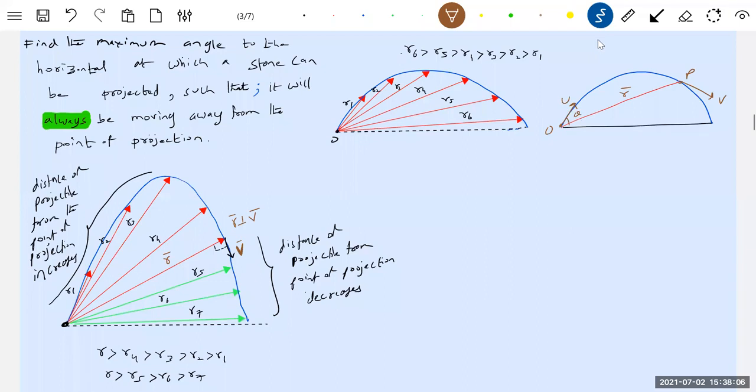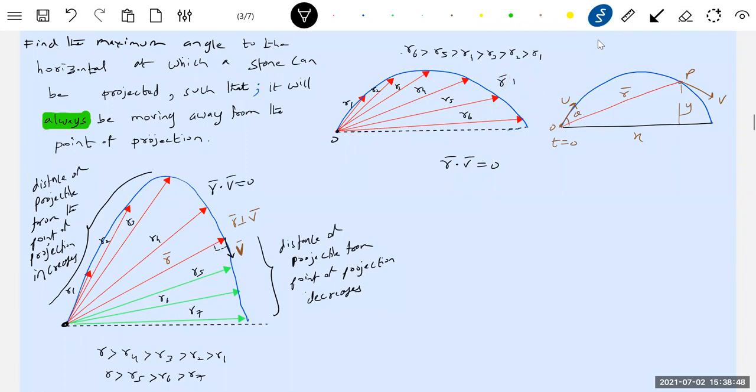Now let this be the y, let this be the x coordinate. This one at t equals 0 is what we have projected. This is the origin. Now here definitely r bar dot v bar, if r bar dot v bar is equal to 0, it means the projectile is not always moving away from the point of projection. If the dot product is not equal to 0, it will move away from the point of projection. So what is the necessary condition here? Yes, I'm very sure that this is occurring. Here it is not occurring.